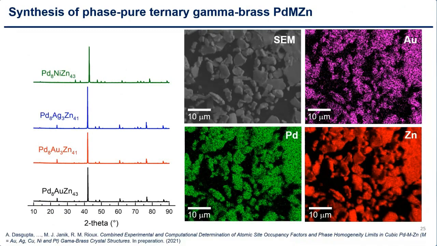So here is what the X-ray diffraction patterns look like for the various materials. Here are SEM images with EDS maps showing that the elements are distributed evenly throughout these materials, and that in fact we have created these ternary gamma brass palladium zinc systems that we were aiming for.